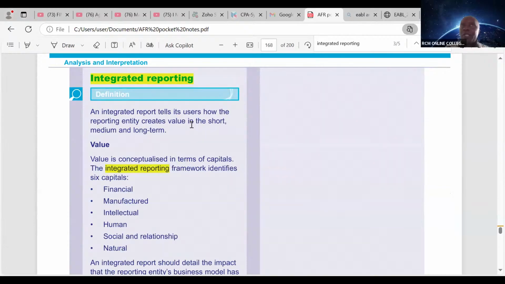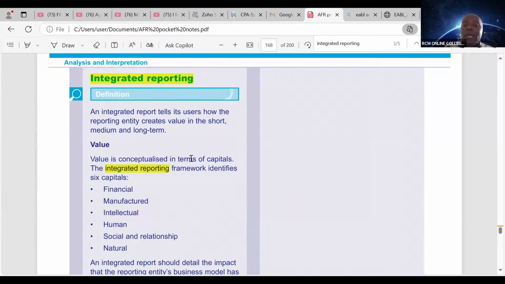If it's RCM, what is the business model? How do we make our money? We make our money through trainings. How do we create our value? Of course, through revenues that we generate. But for us to be able to generate this revenue, there must be effective trainings. So an integrated report tells its users how the reporting entity creates value in the short, medium, and long term.